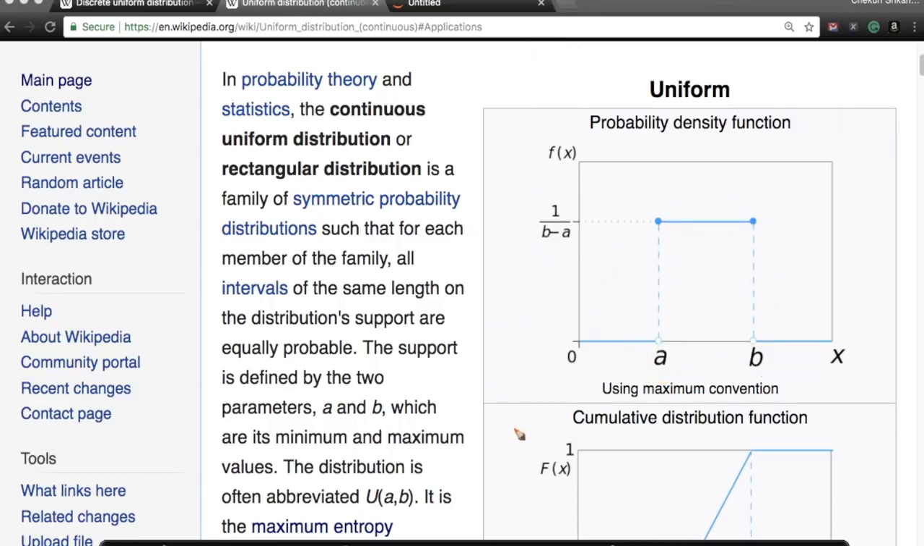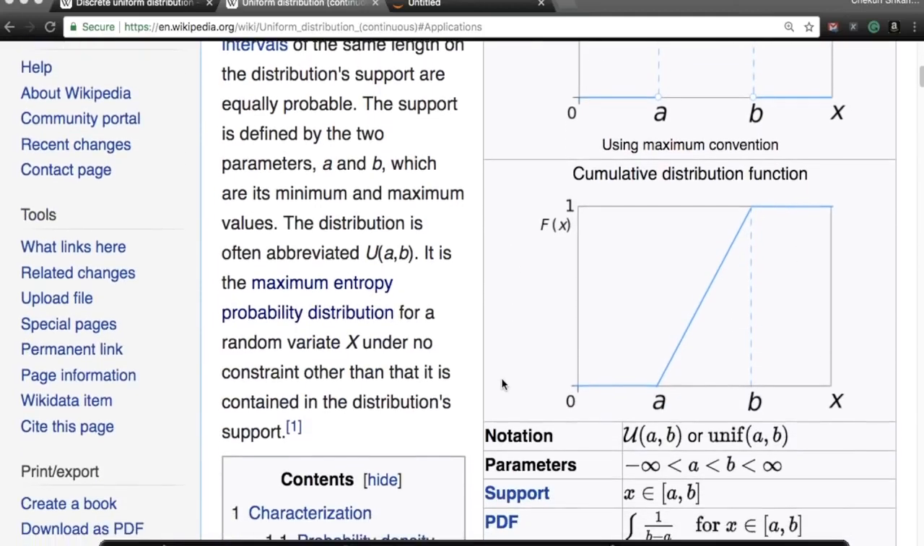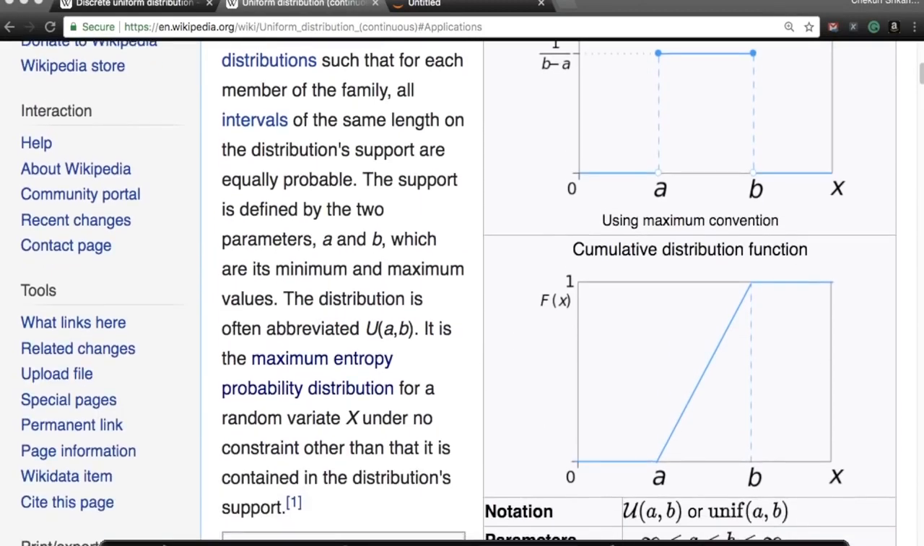Now what about the cumulative distribution function of this? It will be a straight line like this. Because as you go from a to b, you're slowly increasing. Of course, the maximum value will be 1 and the minimum value will be 0, but it's just a straight line like this.